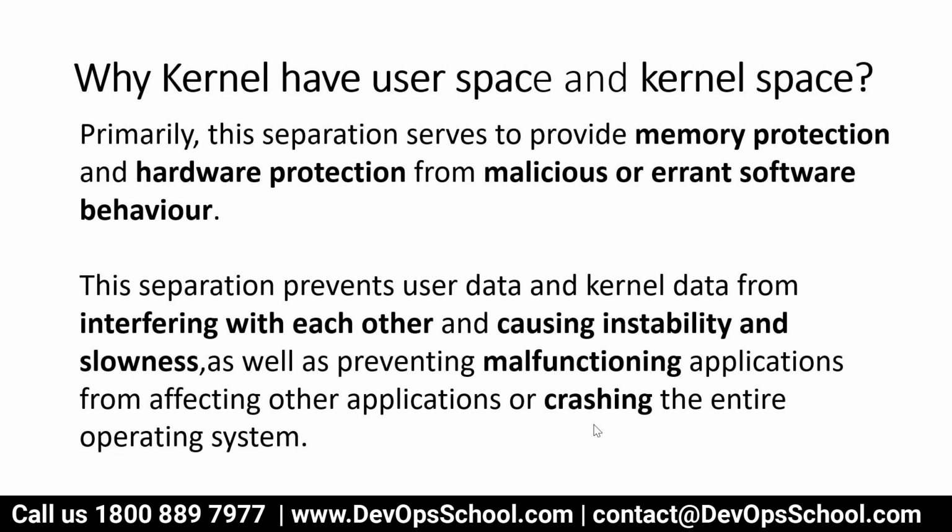All the processes which users run have a scope of only user space. They cannot interrupt any process run by the kernel, so a user process cannot hack any of the kernel processes. That's a major reason. This separation prevents user data and kernel data from interfering with each other, causing instability and slowness, as well as preventing a malfunction in one application from affecting other applications or crashing the entire operating system.